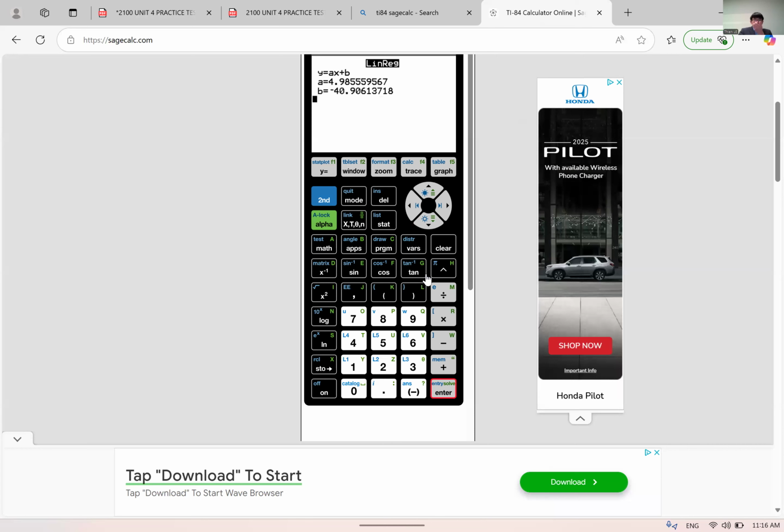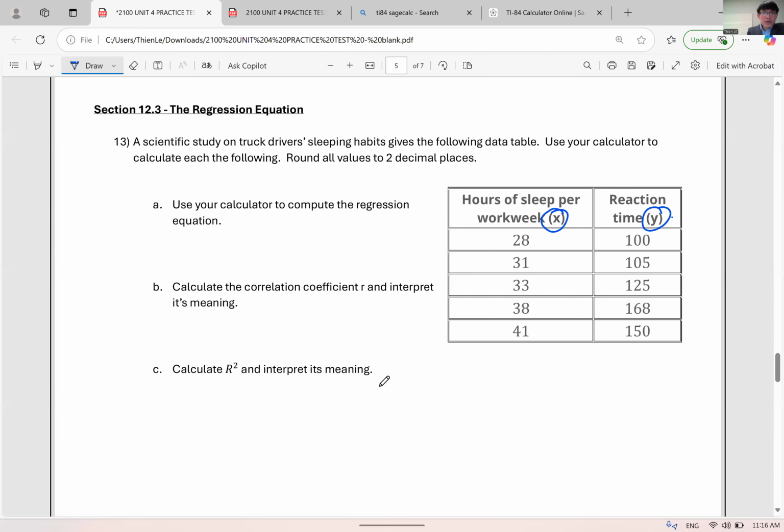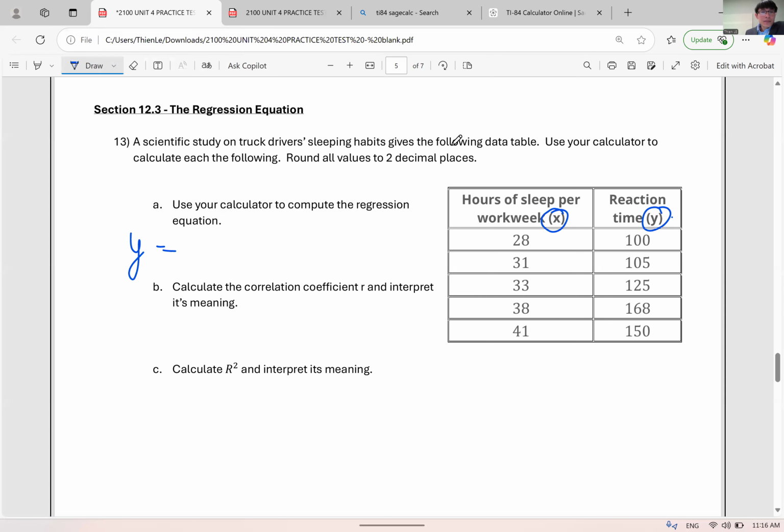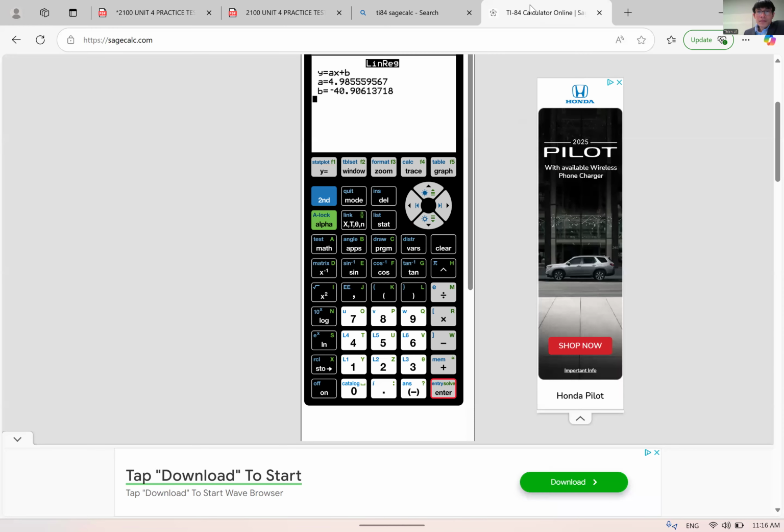Okay. So in this case, it will be Y equal 4.986x subtract 40.906. Okay. So Y equal to 4.986x subtract 40.906.